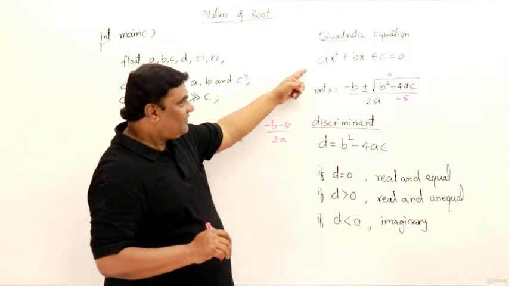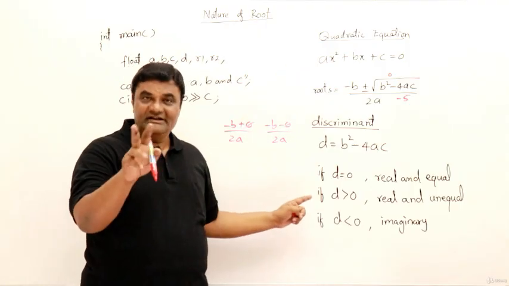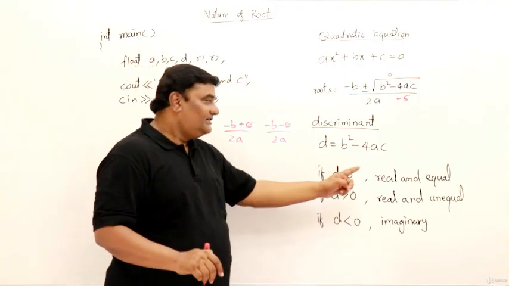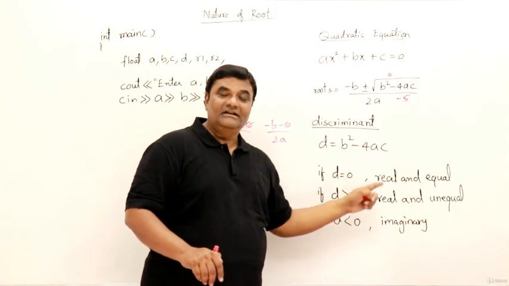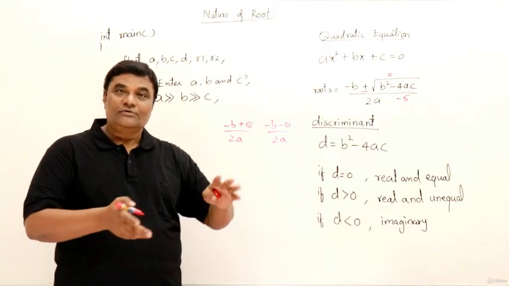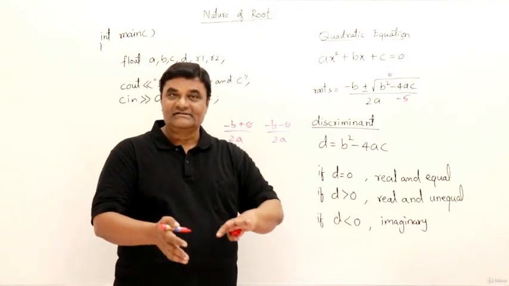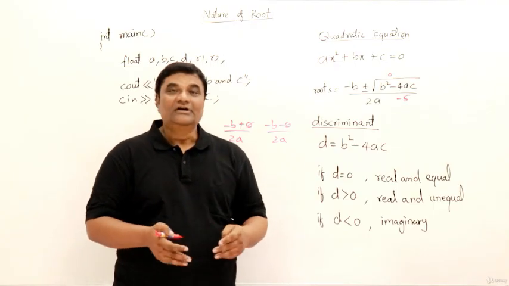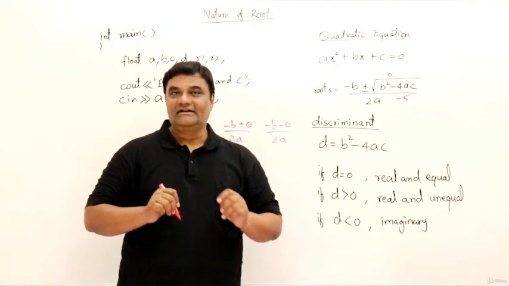So if you have any quadratic equation, there are three different natures of its roots. They may be real and equal, they may be real and unequal, or they may be imaginary. So if-else, then if-else, like this we have cases here. So we have to do a nested if. Let us write the program directly.